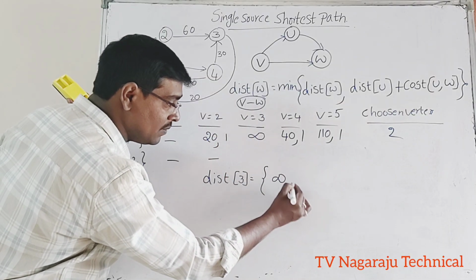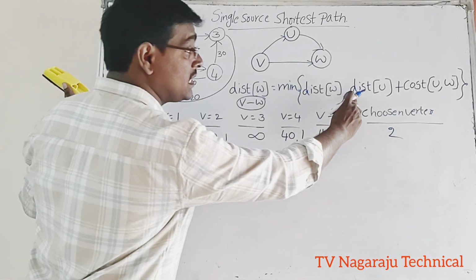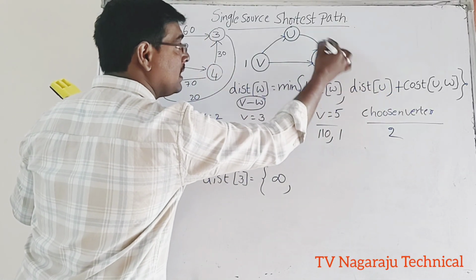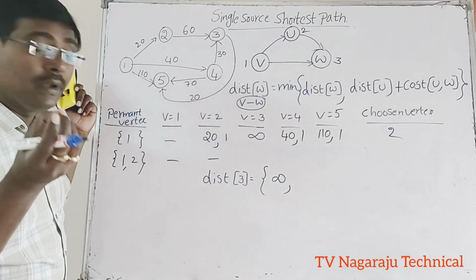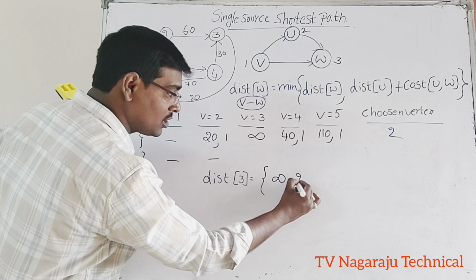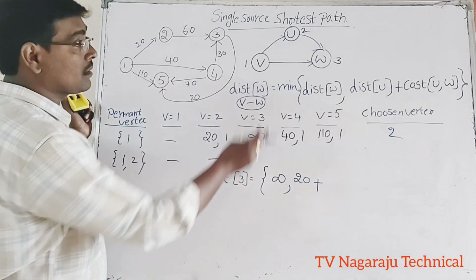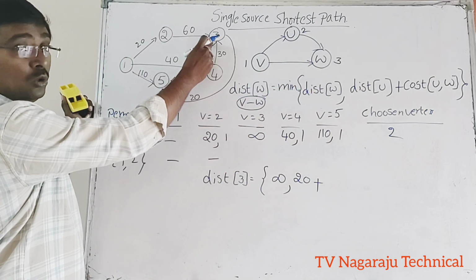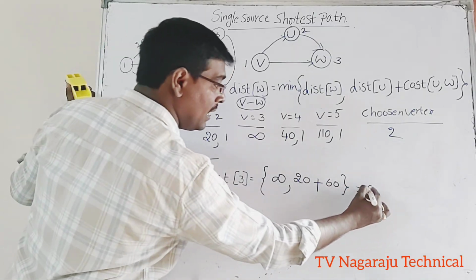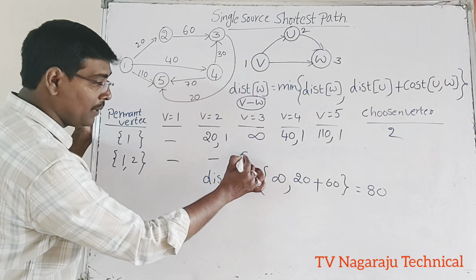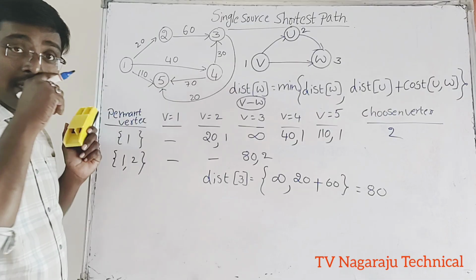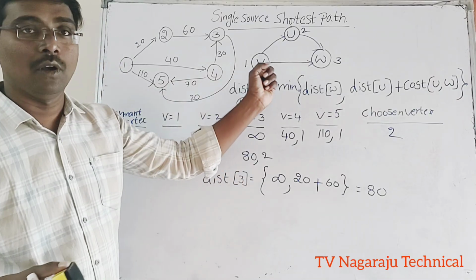The distance is infinity, comma; distance of U means here this is 1, this is 3, and 2 is my intermediate node. Up to 2, what is the cost? Up to 2, the cost is 20, plus 2 to 3. 2 to 3, the cost is 60. Now what is the minimum value? 80. So here you are updating 80. It is from vertex number 2. You got it? This is the way you are following.